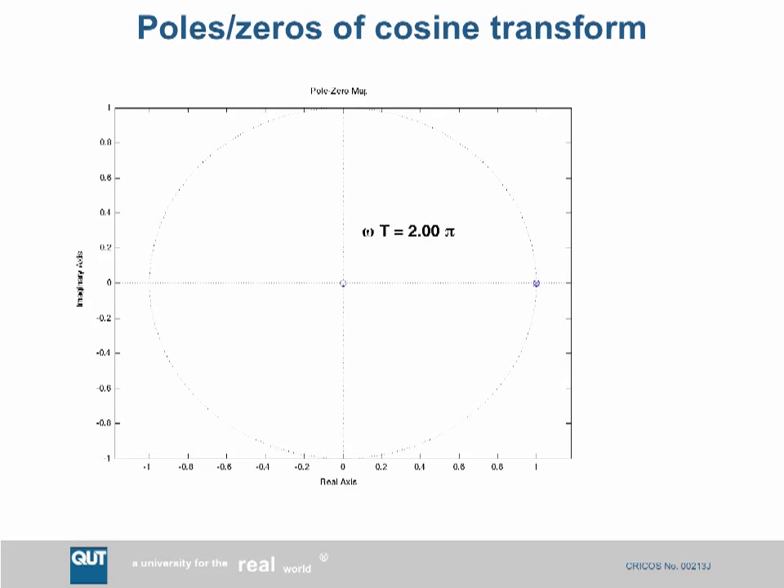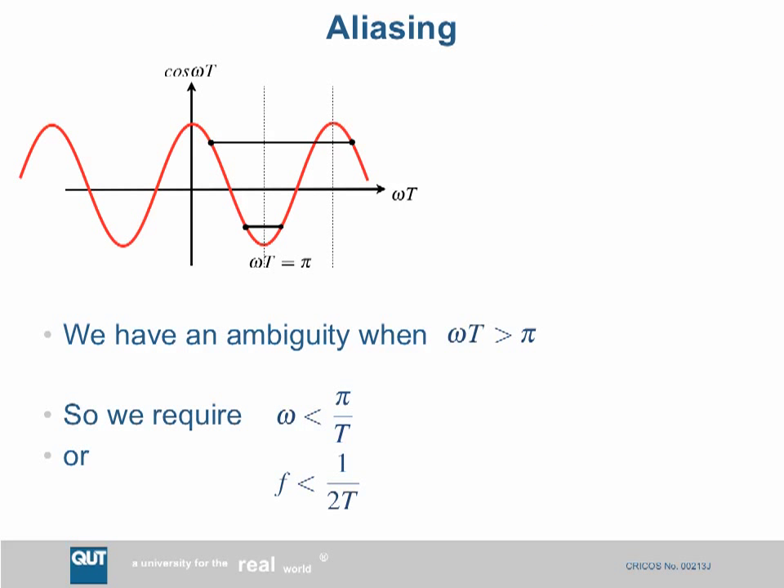So this is problematic because different frequencies on your continuous signal can look exactly the same in your sampled signal. So we require that the frequencies are less than pi over my sampling frequency. If a frequency violates that condition, we're going to get confused. Now this is a really fundamental thing. It's called the sampling theorem.